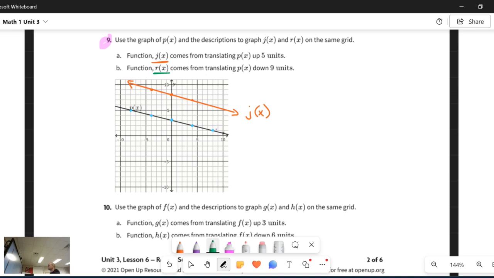For r of x, it's asking us to shift down 9. So we're going down. Just take your points and lower them 9. All right, 1, 2, 3, 4.